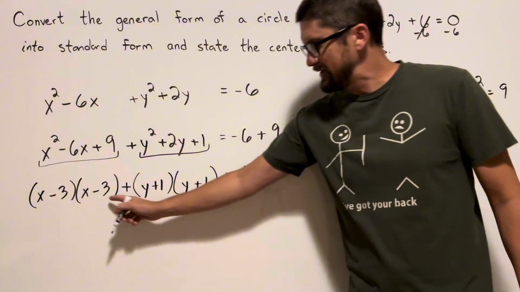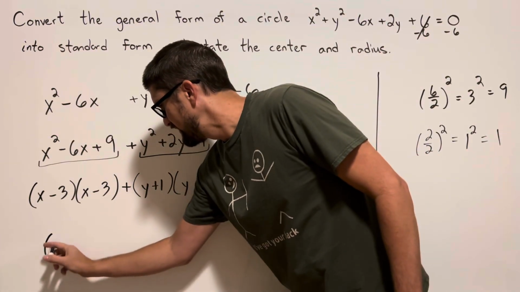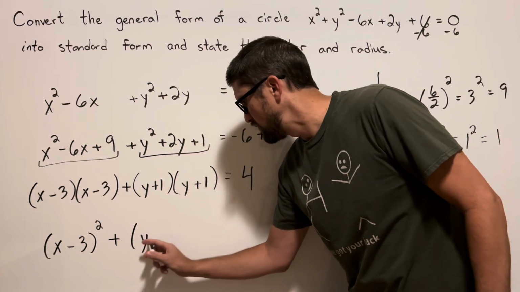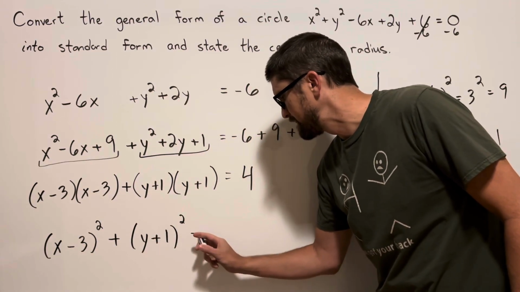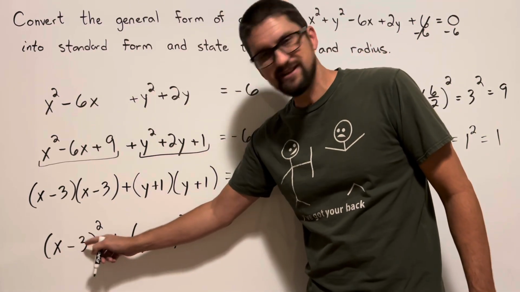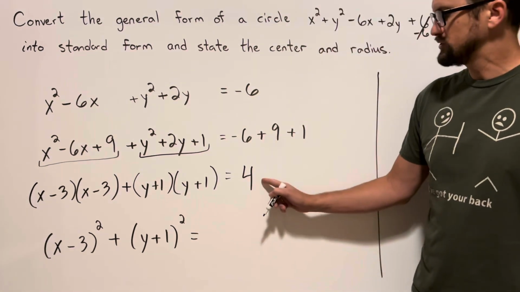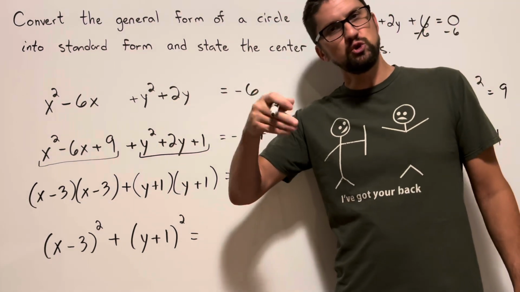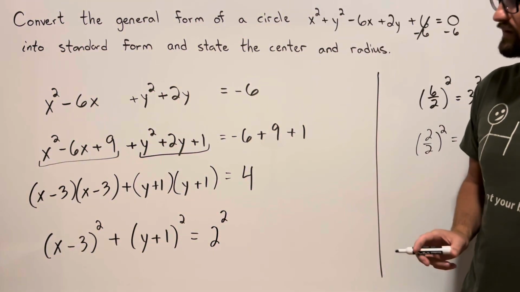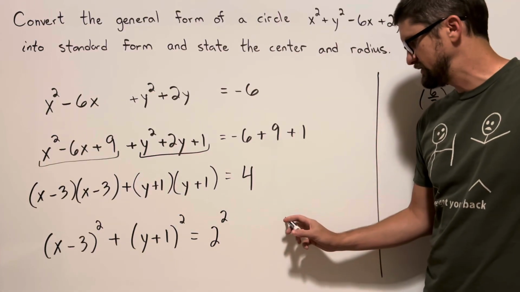Now since the 2 binomials are the same, you could write it as 1 parentheses squared. So this is going to be x minus 3 in parentheses squared plus y plus 1 in parentheses squared. Now standard form of a circle is x minus h squared plus y minus k squared equals r squared. So I'm going to write 4 as 2 squared. So we have standard form here, and then what's the center and the radius?